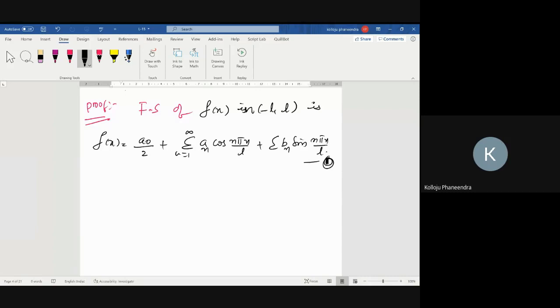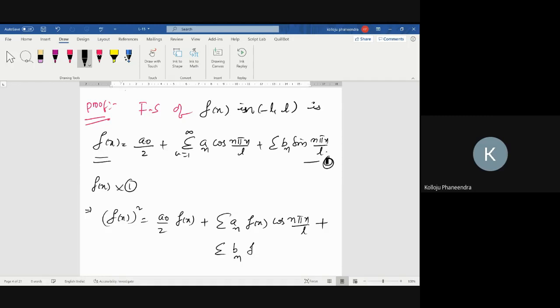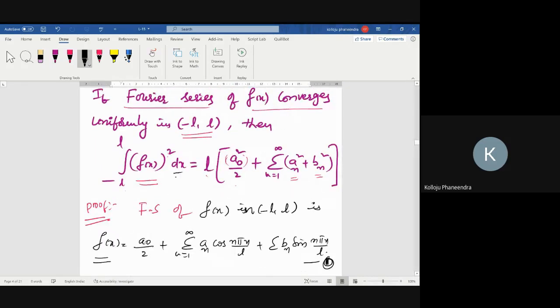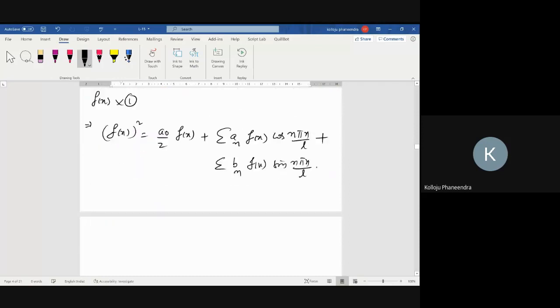f of x whole square. So multiply equation 1 by f of x. This is f of x square equal to a naught by 2 into f of x, plus summation an f of x into cos n pi x by L, plus summation bn f of x into sine n pi x by L. Then what I have to take? Take the integration with respect to x between the limits minus L to L.